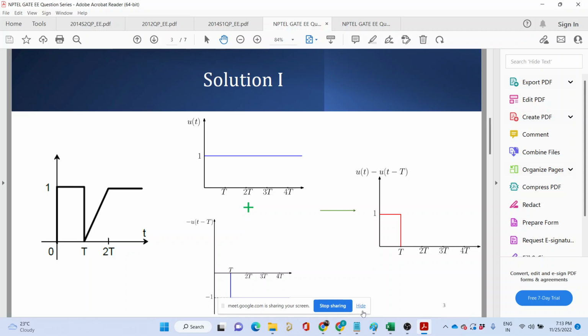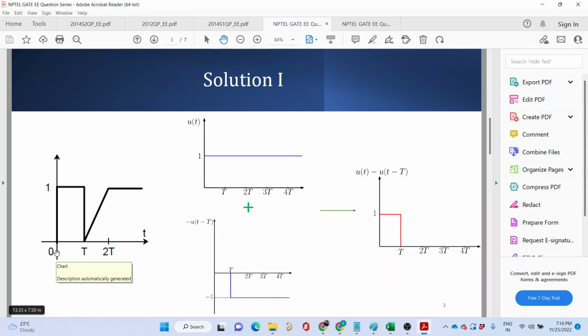If I want something like this, we need to shift this function and add these two functions. This is the shifted version of u(t) by an amount t. So you shift u by amount t and then invert it, so you get minus u(t minus t), which is the function shown in this slide. If we add these two, this part gets subtracted and becomes 0, so you are only left with this pulse. From 0 to t it would be 1, a unit pulse.